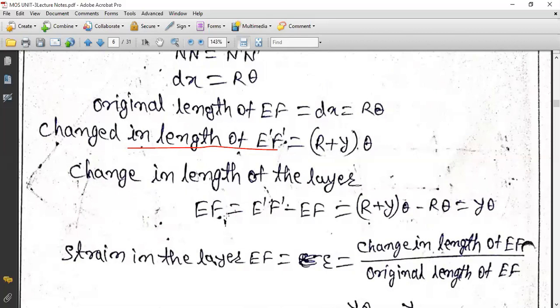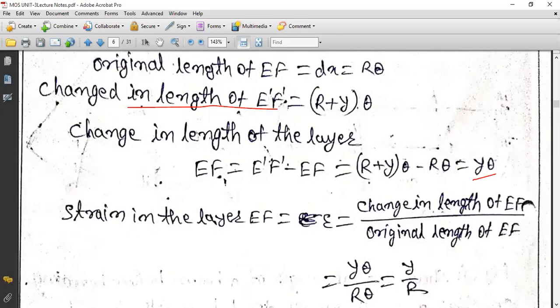Change in length of layer EF. Change in length of layer EF is what? E dash F dash final length minus original length. So final length E dash F dash minus EF. EF is the original length. So R plus Y into theta minus R theta. What we can get? Y theta. Because this theta should be multiplied by R, that is R theta plus Y theta minus R theta. So R theta cancels the minus R theta. So what is the balance? That is Y theta. So after that you can easily determine the strain in layer EF.